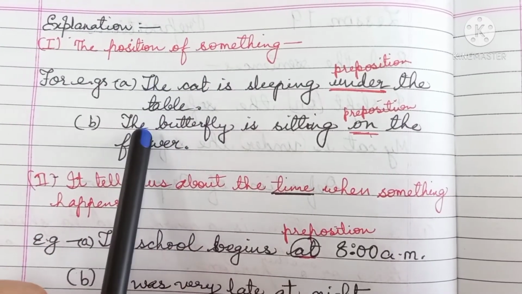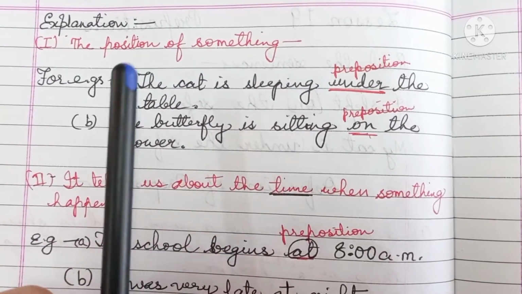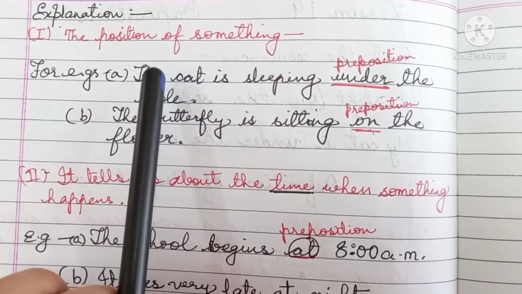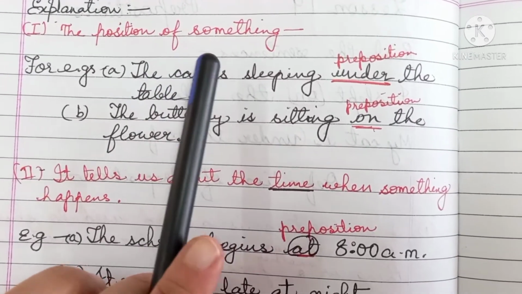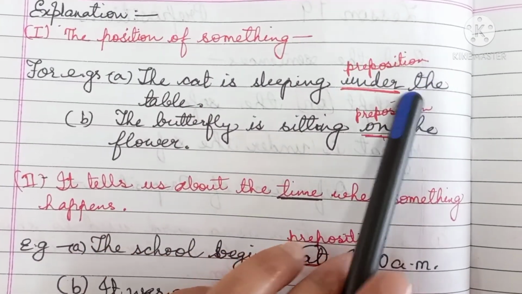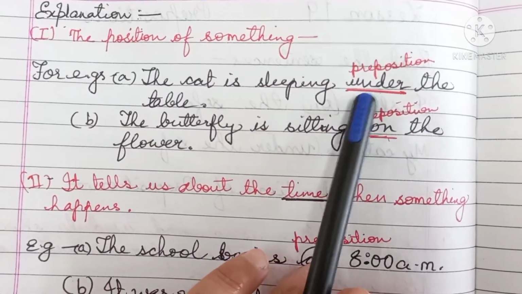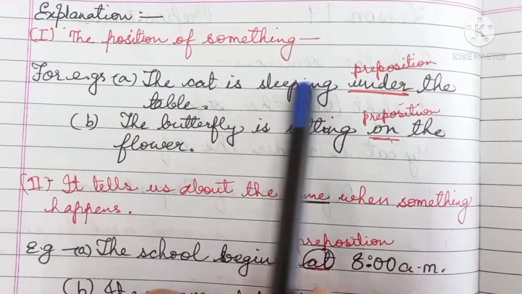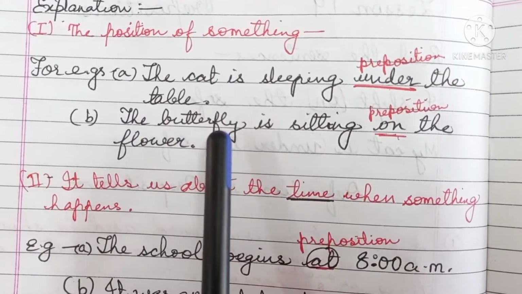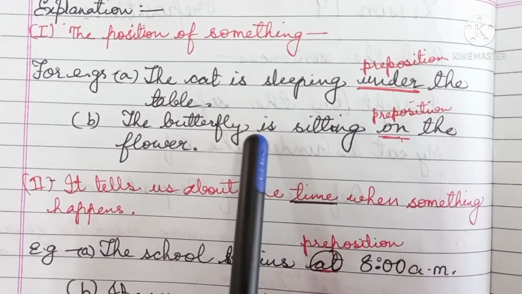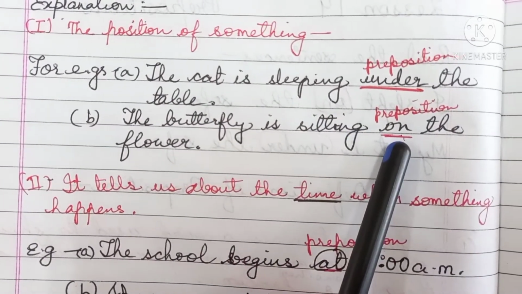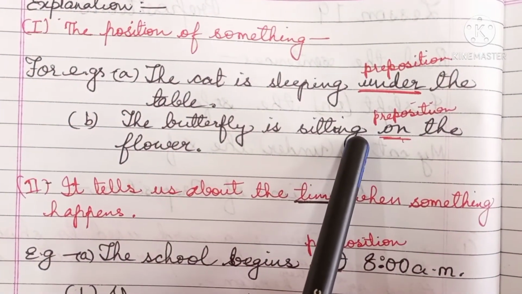Like when I read these examples, the cat is sleeping under the table. We all know cat and table are nouns, and it is showing the relationship of the cat with the table. How? We can find the position of the cat. The cat is sleeping under the table. So it is showing that the cat is under the table. So the word under is the preposition. Second example, the butterfly is sitting on the flower. You can see the position of the butterfly is on the flower. So again, on is the preposition.